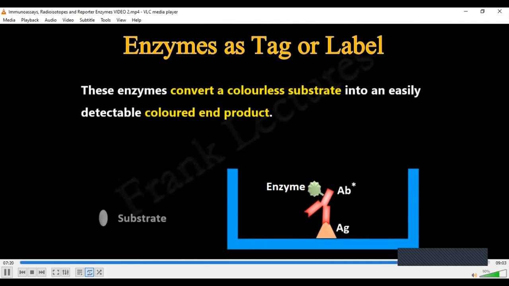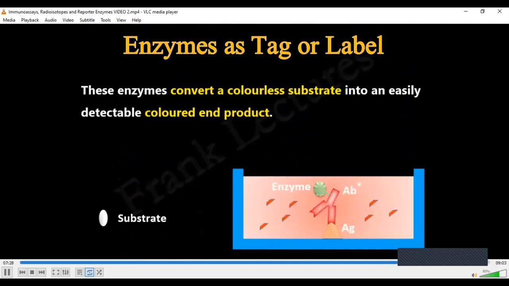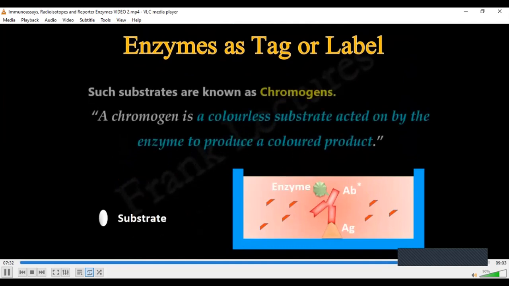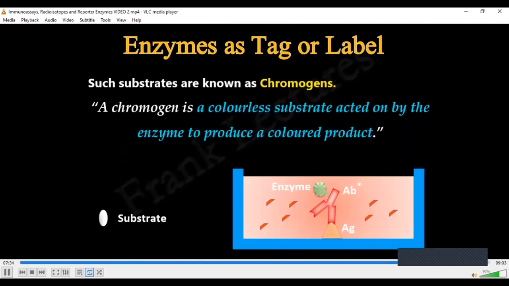Let's say this is our substrate. We add it to the microtiter well. The enzyme bound to the antibody acts on this substrate, and a colored end product is produced. Such substrates are known as chromogens. A chromogen is a colorless substrate acted on by the enzyme to produce a colored product.